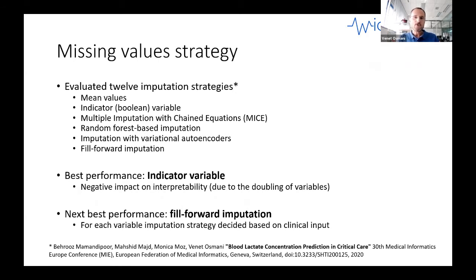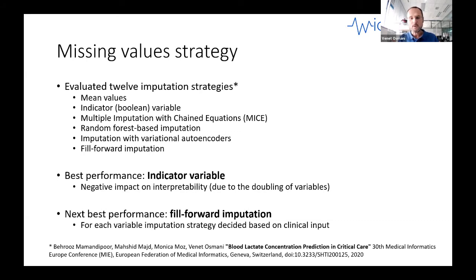Of course, as I mentioned, with clinical data, the issue of missingness is significant. So for this work, we evaluated 12 imputation strategies, and this is described in this paper here. The strategies ranged from simple mean values up to using autoencoders. What we found is that the best performing method was the indicator variable.